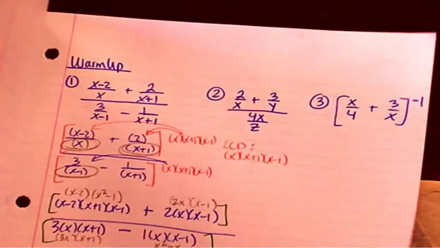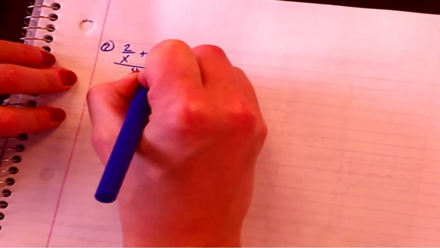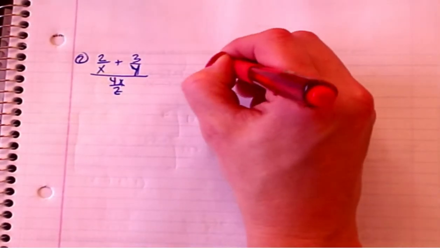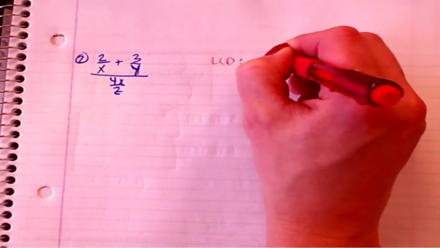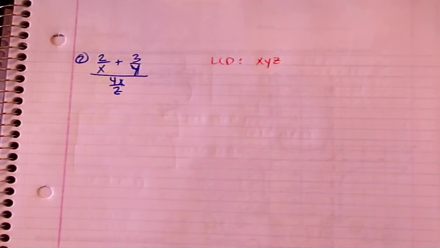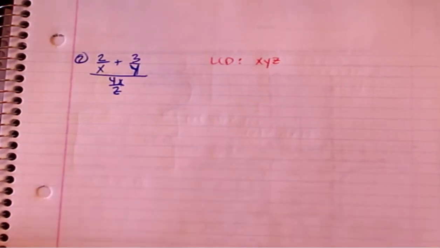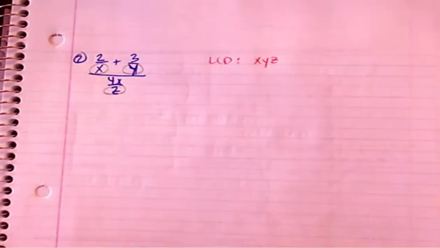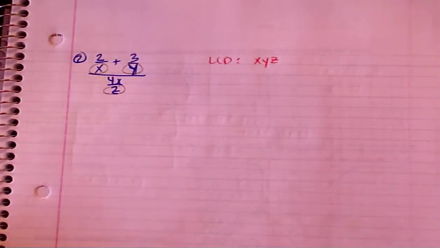Question 2. 2 over x plus 3 over y over 4x over z. Okay, and that's a y. Okay, least common denominator. X, y, z. That's it. It's just x, y, z. Here are my denominators. X, y, z. They're all different. They're each a factor.